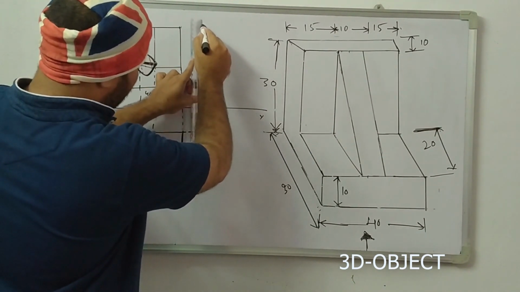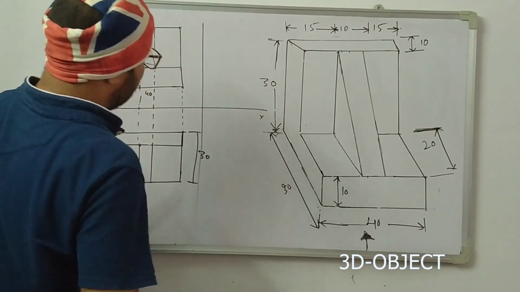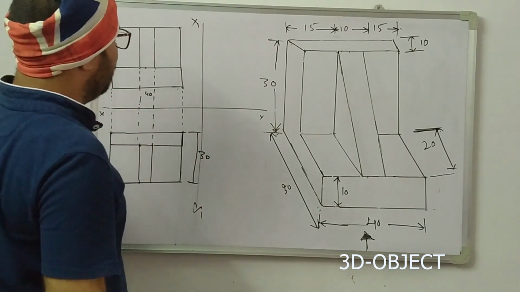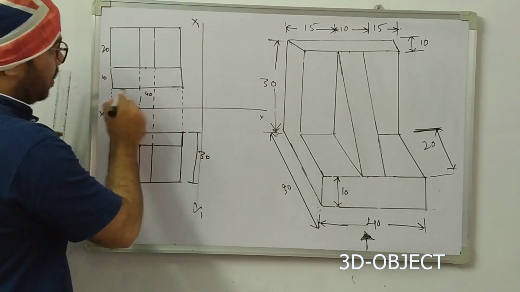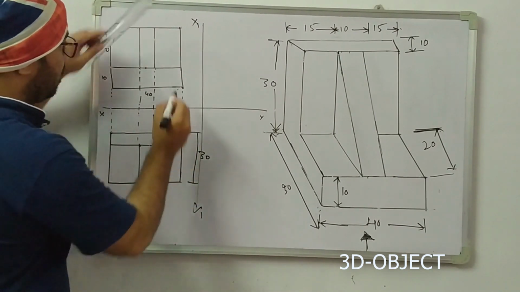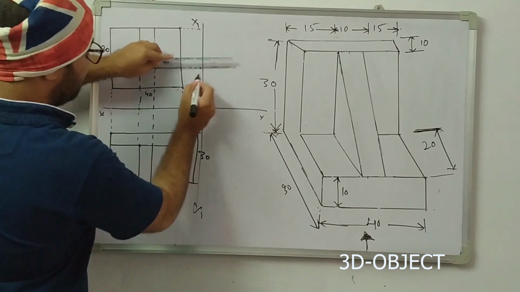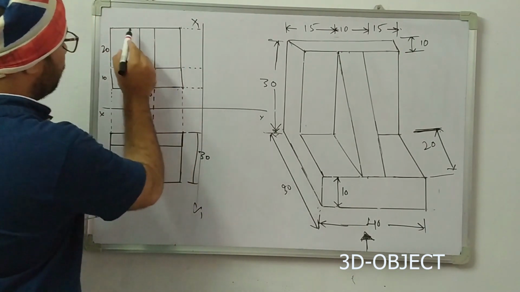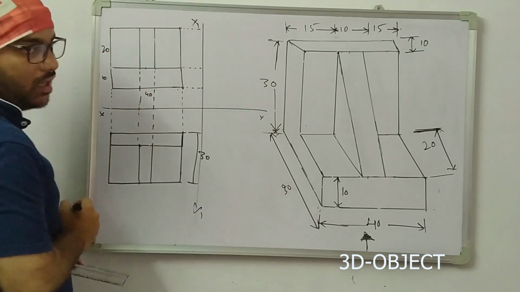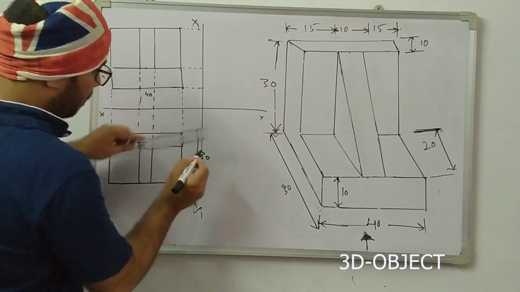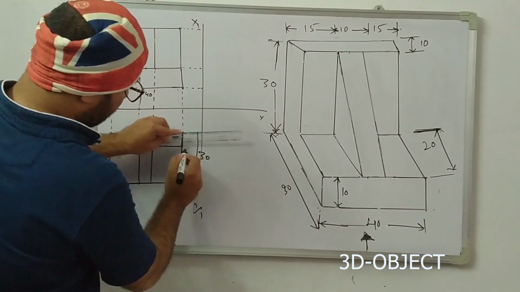First of all, draw the reference line X1 and Y1. From there onwards, draw the horizontal lines and project them. How many horizontal lines are there in the front view? 1, 2, 3. Three horizontal lines are there. In the top view, how many horizontal lines are there? 1, 2, 3. So these are the horizontal lines.